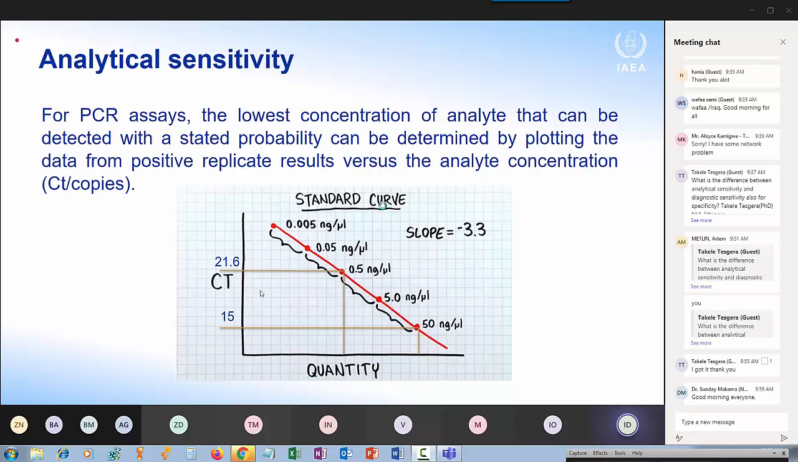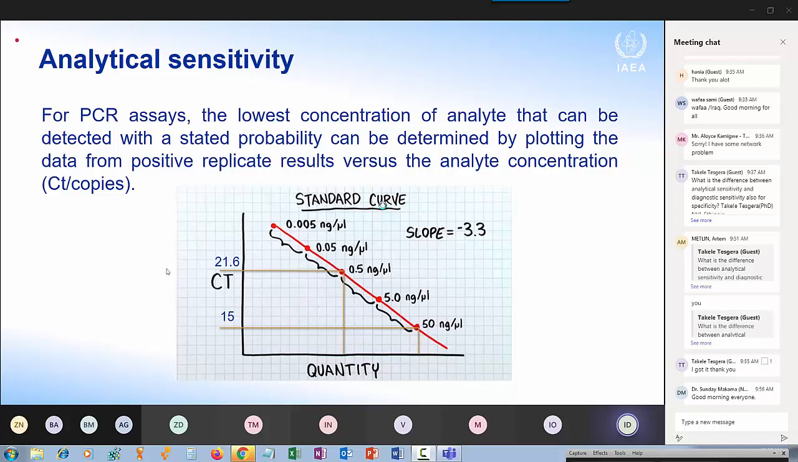Now, let's try to explain some of these terms. For the PCR assay, the lowest concentration of the analyte that can be detected with a stated probability can be determined by plotting the data from the positive replicate results versus the analyte concentration, expressed in CT values or number of copies. In this example, we start with 50 nanograms per microliter in the most concentrated positive sample, and then we perform 10-fold dilution, so of course the concentration will fall to 5, 0.5, 0.05, and 0.005 nanograms per microliter.